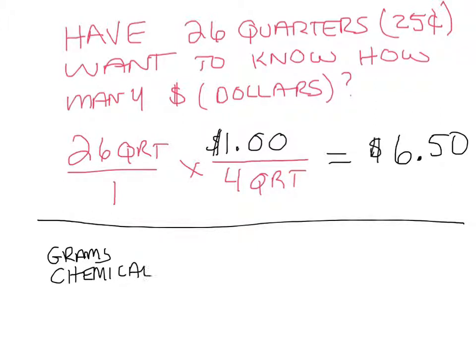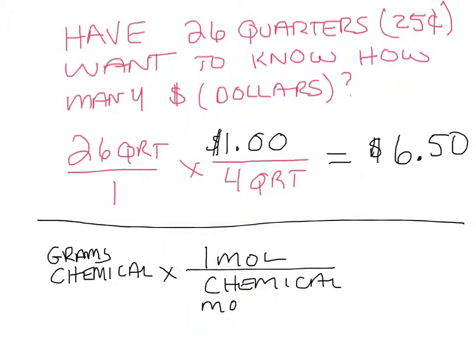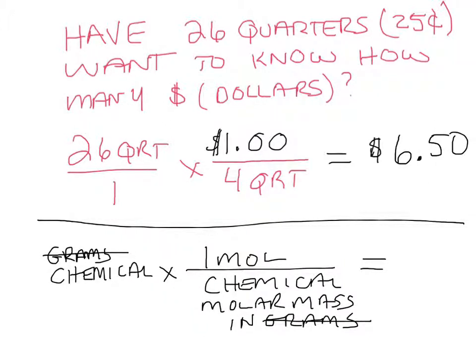And then what you're going to do is convert it to moles. You're going to multiply that by 1 mole over the chemical molar mass in grams. And you already know how to calculate that, so you should be done with that. Notice that the grams will cancel out, right? Grams and grams, and then you should get the number of moles.